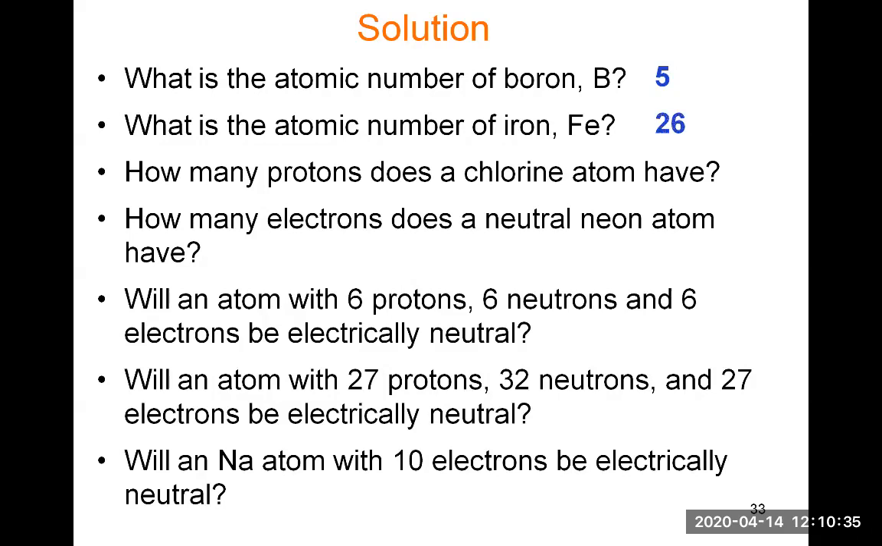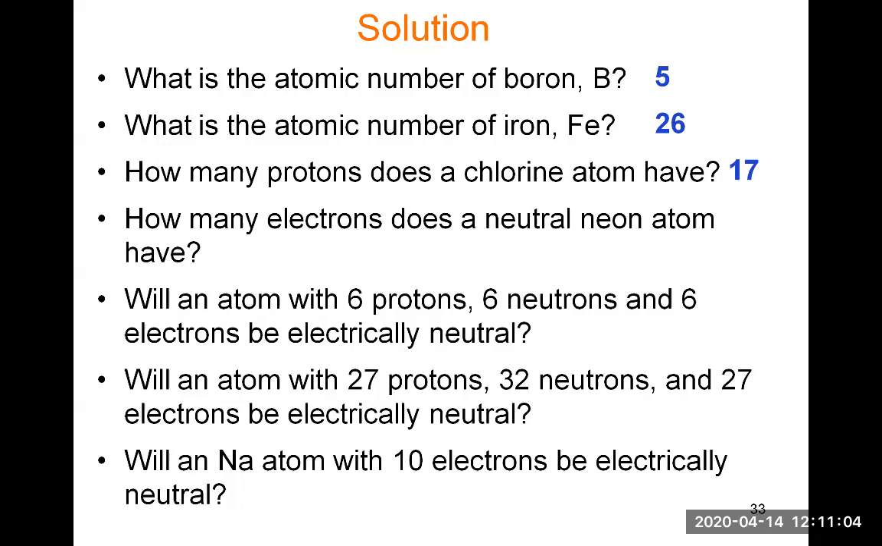How many protons does a chlorine atom have? So chlorine has a symbol Cl. It's found in the right side of the periodic table, atomic number 17. So how many protons does a chlorine atom have? And here the answer is 17. It's the same as the atomic number, because the atomic number represents the number of protons.